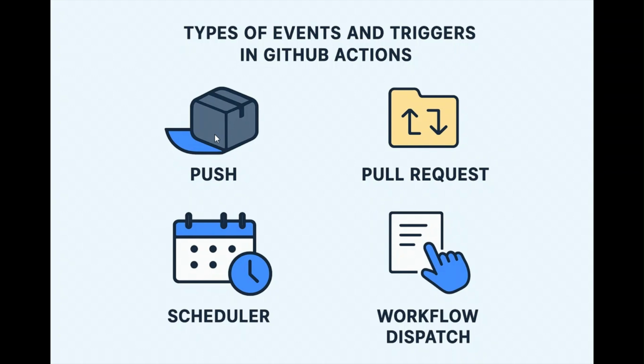The last one is manual deployment, triggered with workflow dispatch for deployments. For deployments, you may not want automation on every commit. Instead, you can run workflows manually when you are ready to deploy. So these are the real world scenarios. In the next section of this video, we are going to do a hands-on for all these triggers we have discussed.